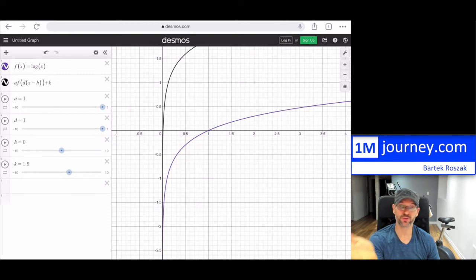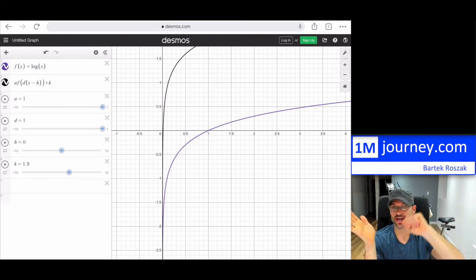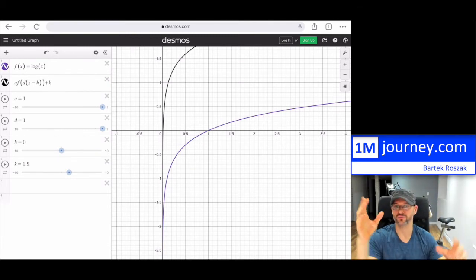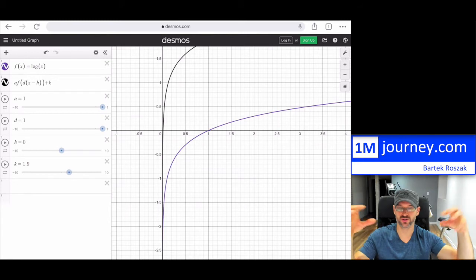And that's what I would encourage you to do as a student. You can take any function, for that matter, and do that with it. It doesn't have to be log of x. It could have been anything. It could have been 2 to the x or 10 to the x. It could have been x squared, and you could have done exactly the same thing, and you would have noticed these compressions, stretches, and then translations.